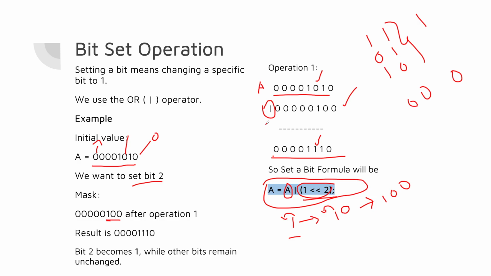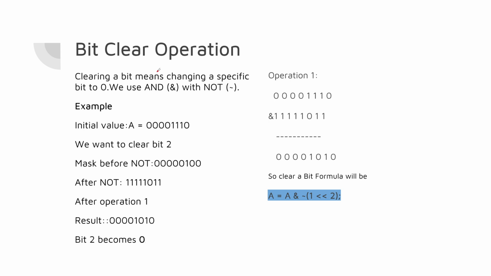Next we can go with bit clear. Bit clear, in the sense previously I wanted to change my bit 0 to 1. That is bit set. For bit clear, my value will now be 1, and I am supposed to change a particular bit: I want to clear that bit and make it 0. This process is called bit clear.